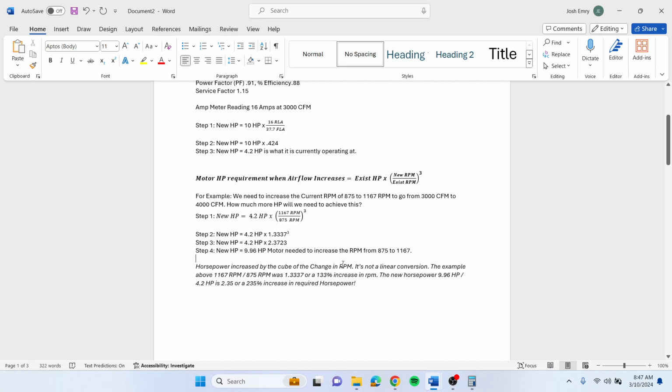So that's not a linear conversion. So if you go up in RPM, you're going to use more horsepower. It's not going to be 1 RPM to 1 horse, or it's not linear. So as the RPM goes up, your new horsepower requirement is going to go up even faster.